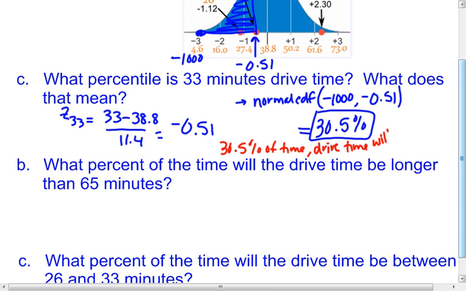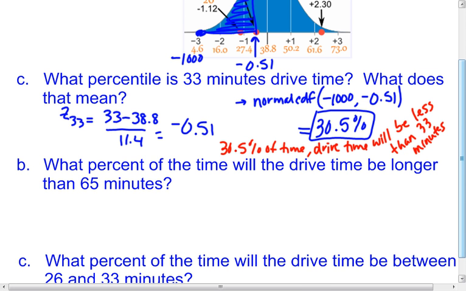will be less than, I'm sort of running out of hardware or real estate space here on my smartboard. 30.5% of the time, your drive time will be less than 33 minutes. 30.5% of the drive times are less than 33 minutes. That's what that means. Okay?